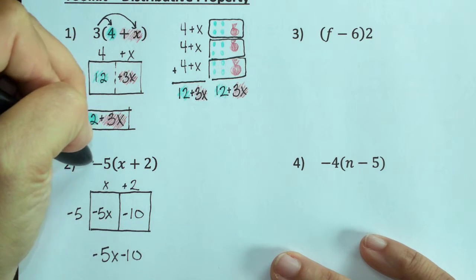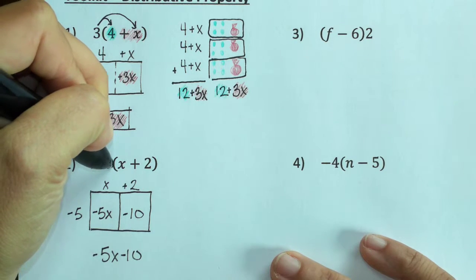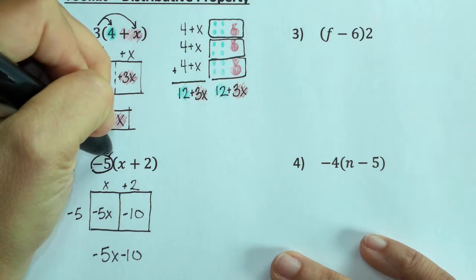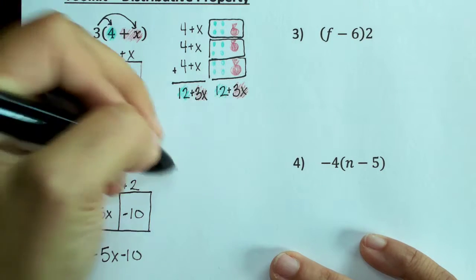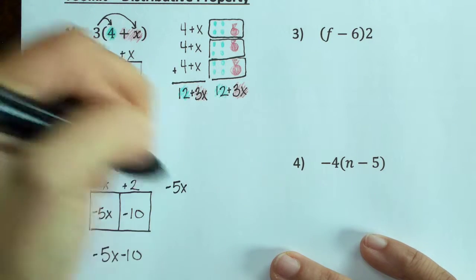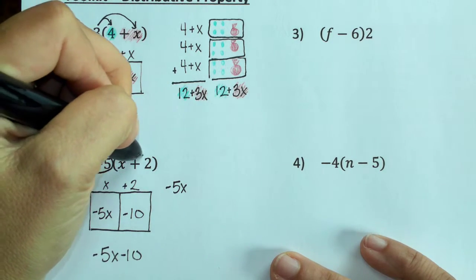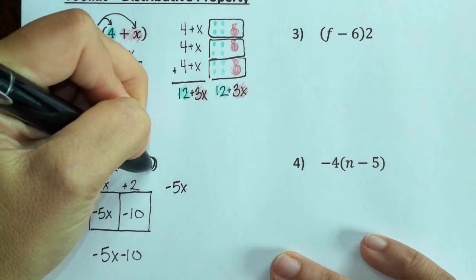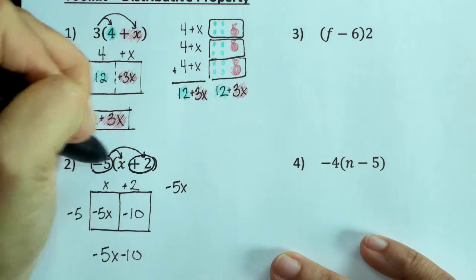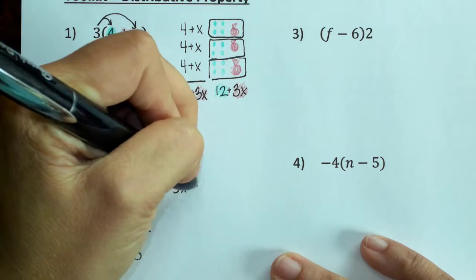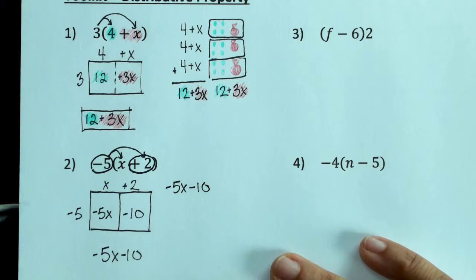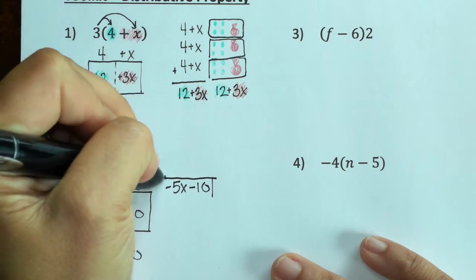Or I can just do it straight with the arrows. I like to circle it anytime I see that negative sign or that subtraction sign. Negative 5 times x is negative 5x. I like to circle this to include that sign: negative 5 times positive 2 gives me negative 10. In either case, our answer is the same.